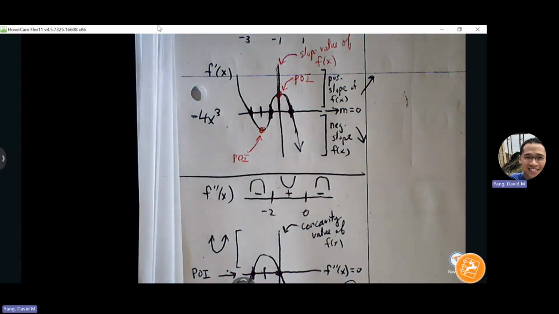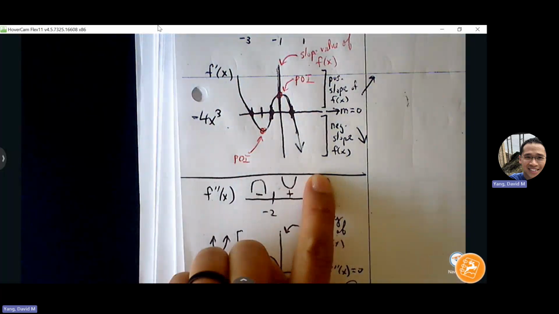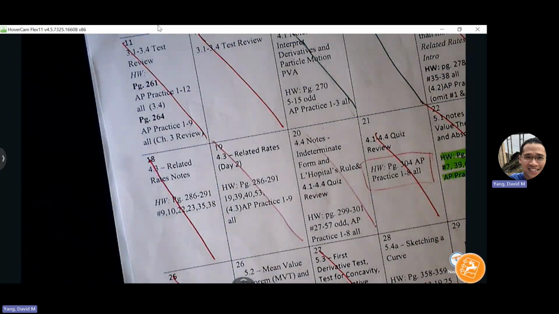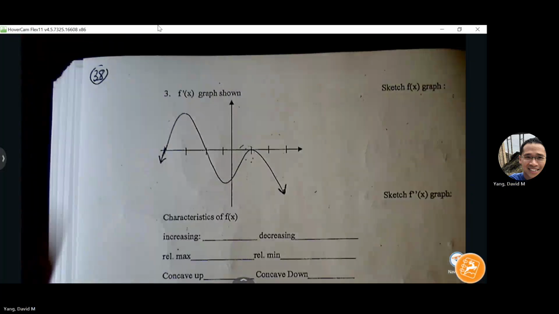Okay, I want to try to put it all together for us. We're going to start from this perspective and move forward. So let's skip number 2. Number 2 is also the original function. I want to look at something from an f prime standpoint. So this is the f prime graph. Number 3.